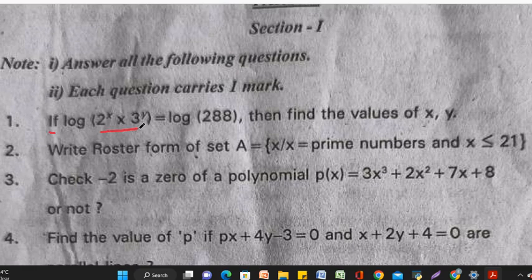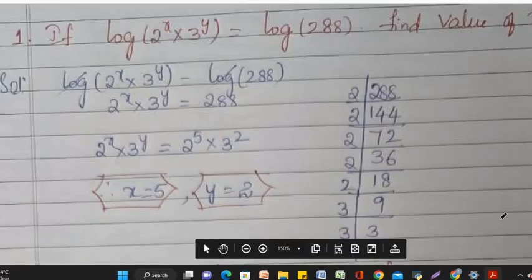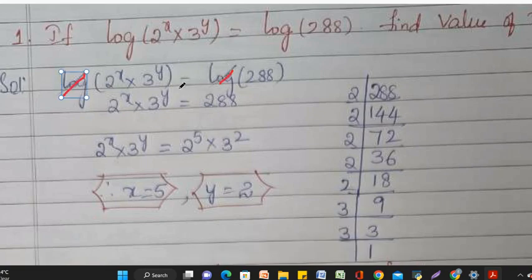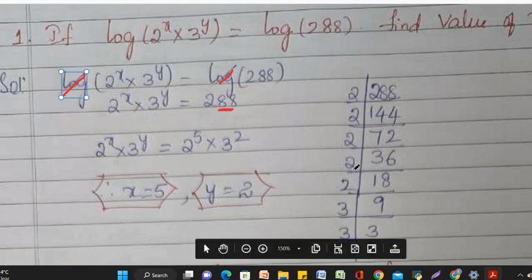If log of 2 power of x into 3 power of y is equal to log 288, then find the values of x and y. So 2 power of x into 3 power of y is equal to log 288. We will cancel log on either side of the equal sign. So 2 power of x into 3 power of y is equal to 288. Now we will split this 288 into the factors of 2 and 3, students, like this.